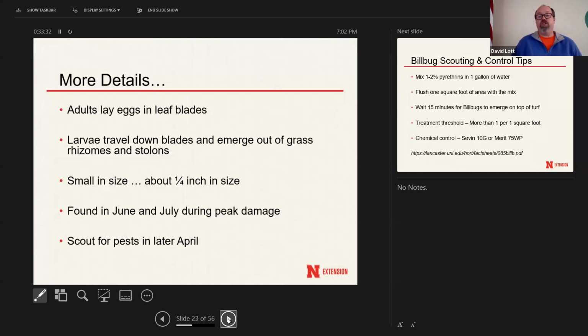They're found in June and July during peak season, where they're really going after it, and you'll start to see the damage because they're breaking off the crowns. And so you'll start to see spots in your yard, kind of irregular ones all over the place. So it's best to scout for these rascals in April. So now is a time to be checking for billbugs.